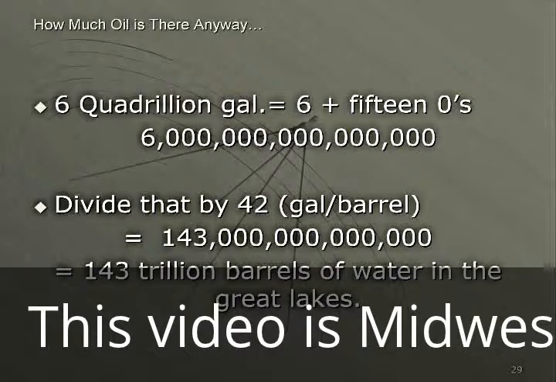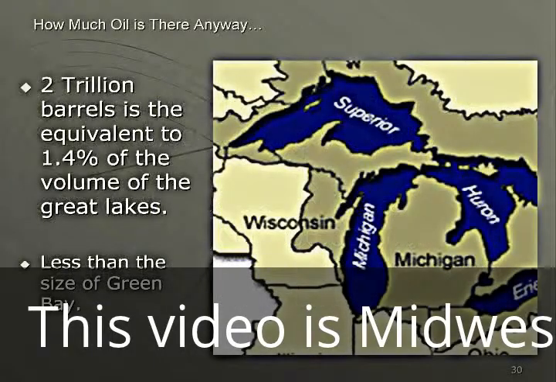How many trillion barrels of oil is there on the planet? 2.7. If you look at the next slide, all the oil on the planet would not even fill Green Bay. For those of you who aren't familiar with Green Bay, if you look at the word Wisconsin there, it's that little finger of water that sticks down by the letter N there. All the oil on the planet would not even fill Green Bay.